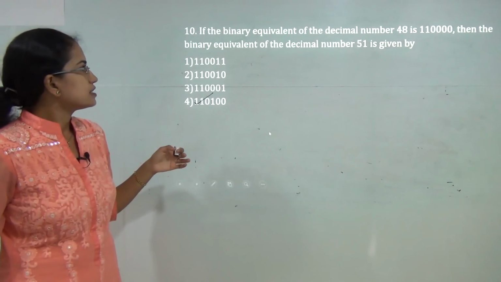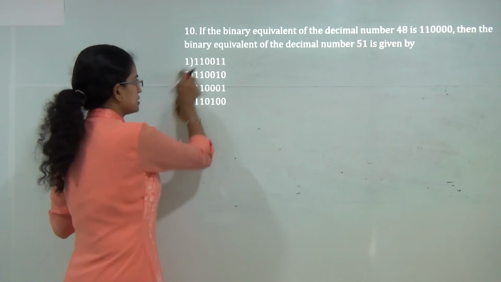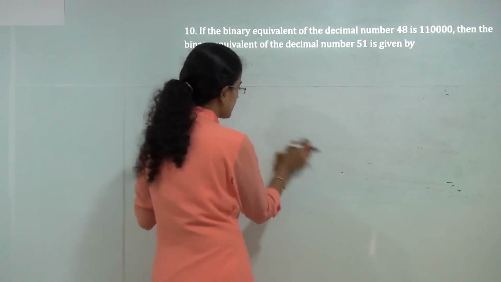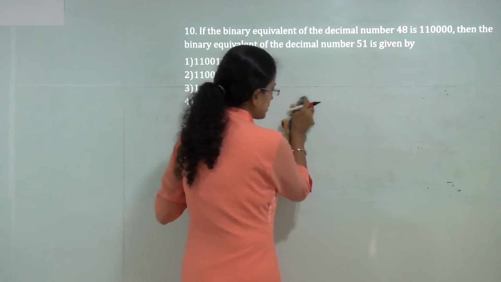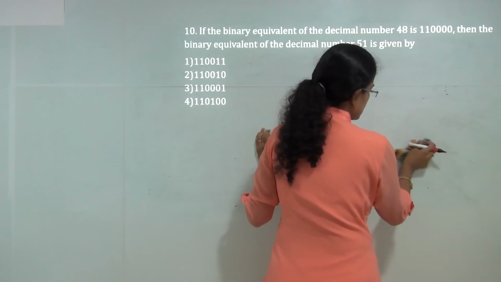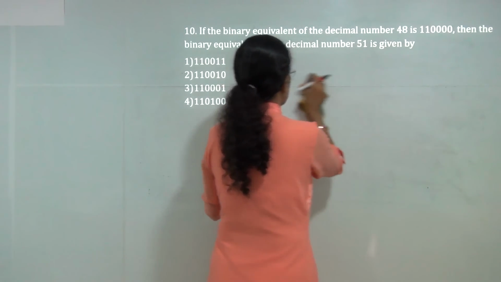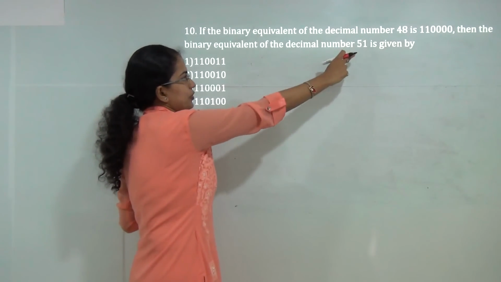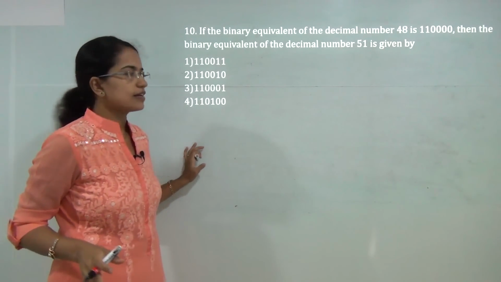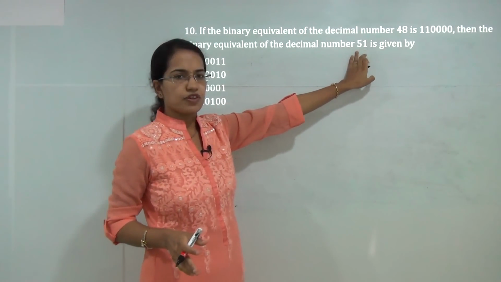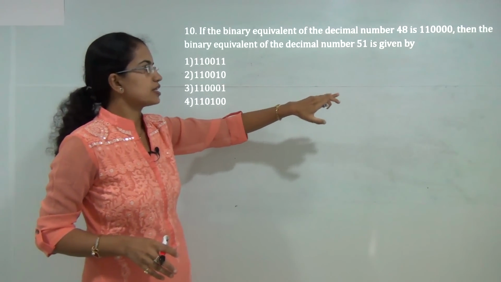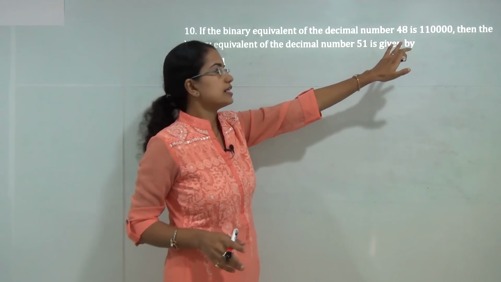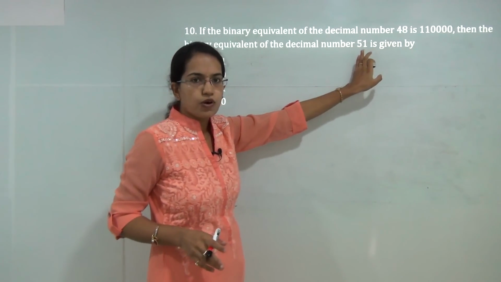The next is the binary equivalent. Now this we discussed just before in the last expected video that we talked about. Conversion of binary to decimal and decimal to binary was asked in, I guess, 2013 sometime, and this is the first time it has been asked. Now if you want to calculate directly by conversion, you can calculate it for 51. However, we have a short trick here. We have the value of 48 in binary given, and we have to calculate it for 51.